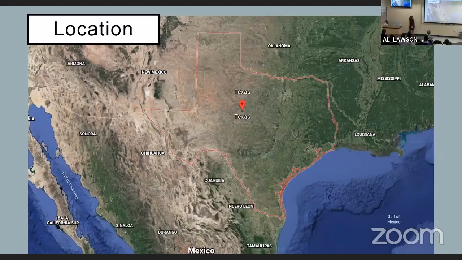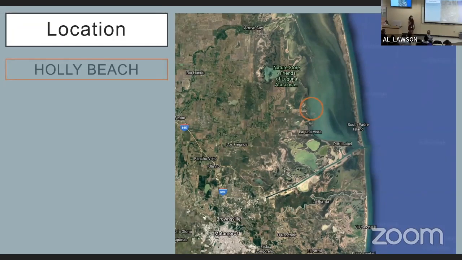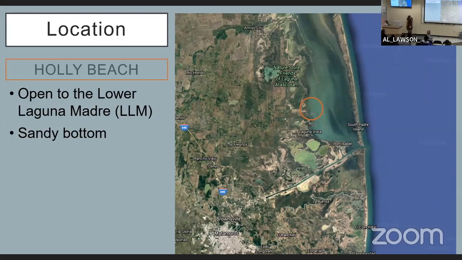So just to give a background of where we're looking: Texas, because it's huge, we are all the way at the bottom, where the arrow is pointing down, in the lower Laguna Madre. If we zoom in, we're going to find where the 2 sites are. First, it's called Holly Beach, the orange, it's a little bright in here. It's more of a sandier bottom. This is the one that we categorize as a lagoon system. It's a lot more open to the lower Laguna Madre.